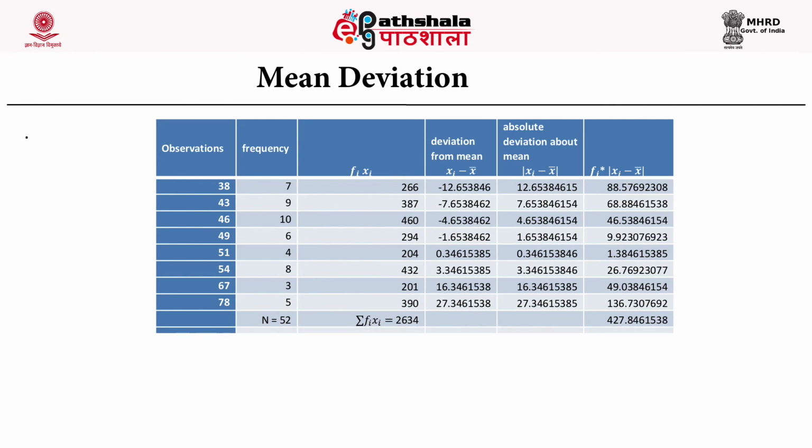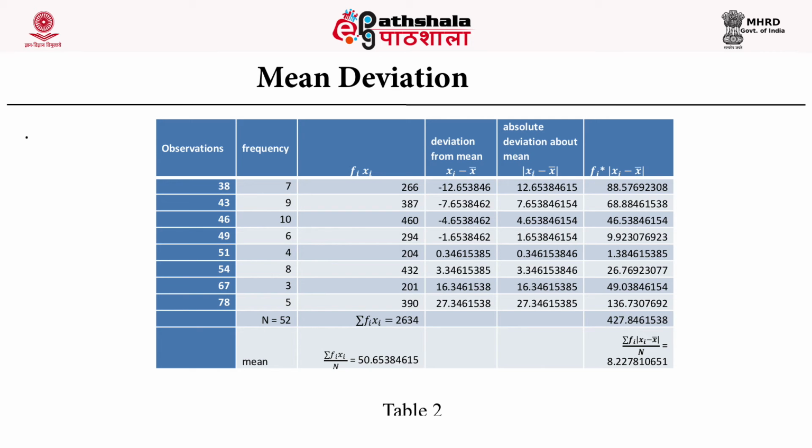x bar. So derive this value for all the observations and take the sum, and the sum is coming out to be 427.84611538. And now for finding mean deviation we require that the value should be divided by capital N. So we divide it by 10 and the answer is coming out to be 8.22.